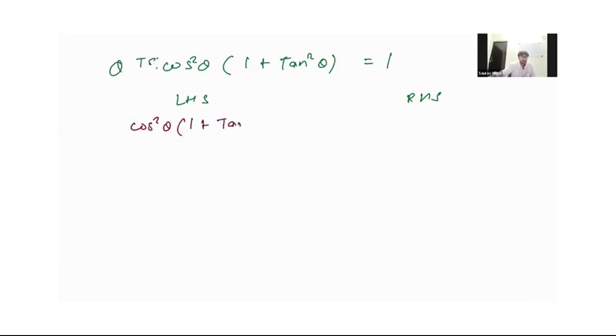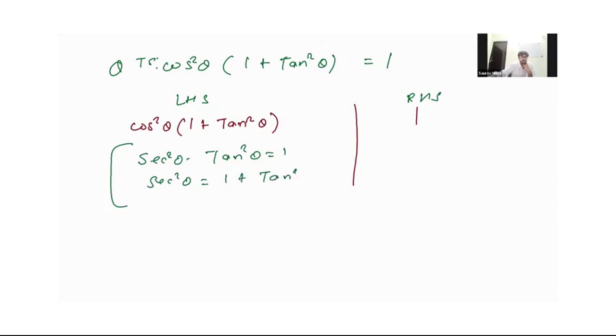If we have cos square theta into (1 plus tan square theta) is equal to 1, we have to show this. First I will segregate my LHS and RHS portions. My LHS is cos square theta into 1 plus tan square theta, and my RHS portion is 1. Using the identity, since we know that sec square theta minus tan square theta is equal to 1, what will be the sec square theta value? 1 plus tan square theta.